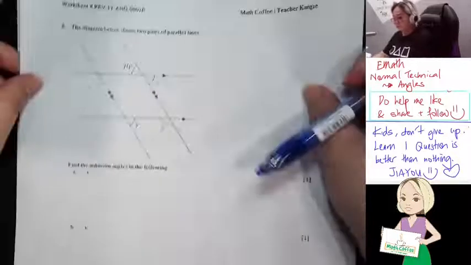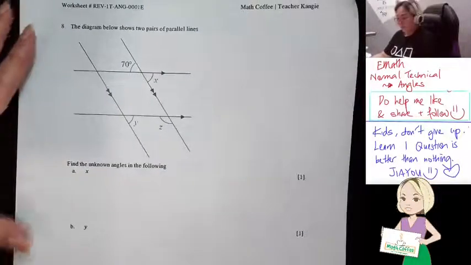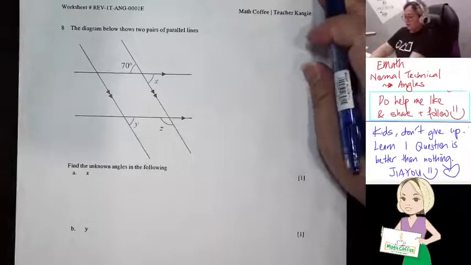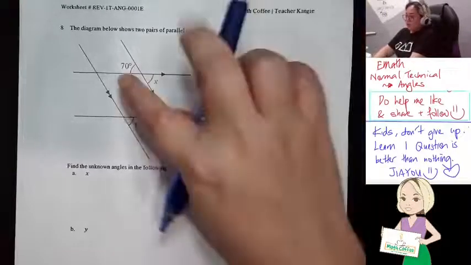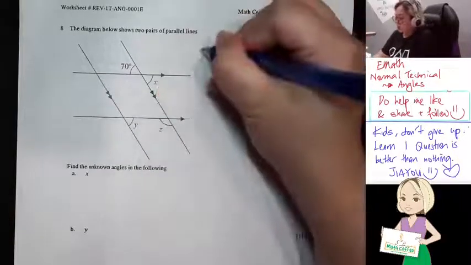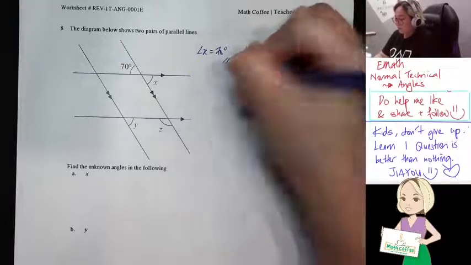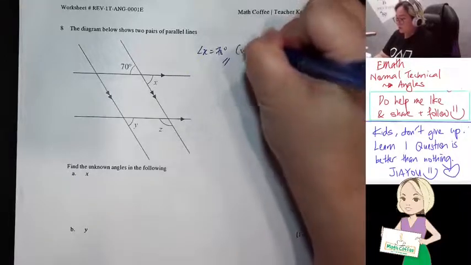question. The diagram below shows two pairs of parallel lines. Okay, two pairs of parallel lines. We only have 170 degrees. So that means straight away we can find angle X first. So angle X is equal to 70 straight away. And the reason is because this is vertically opposite.